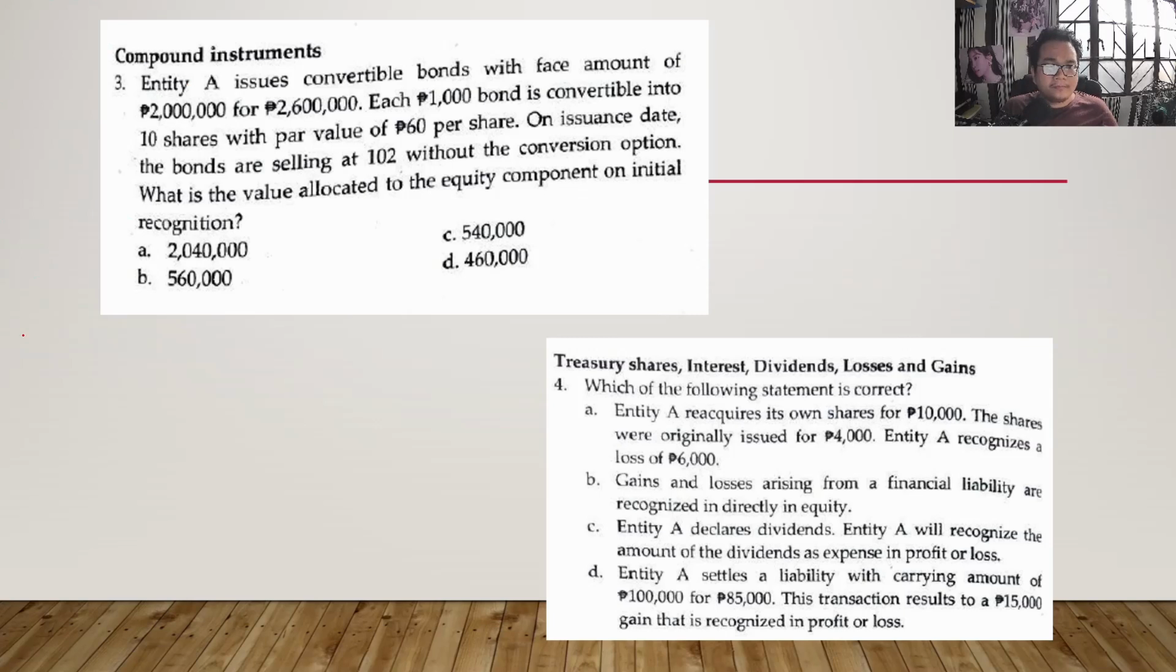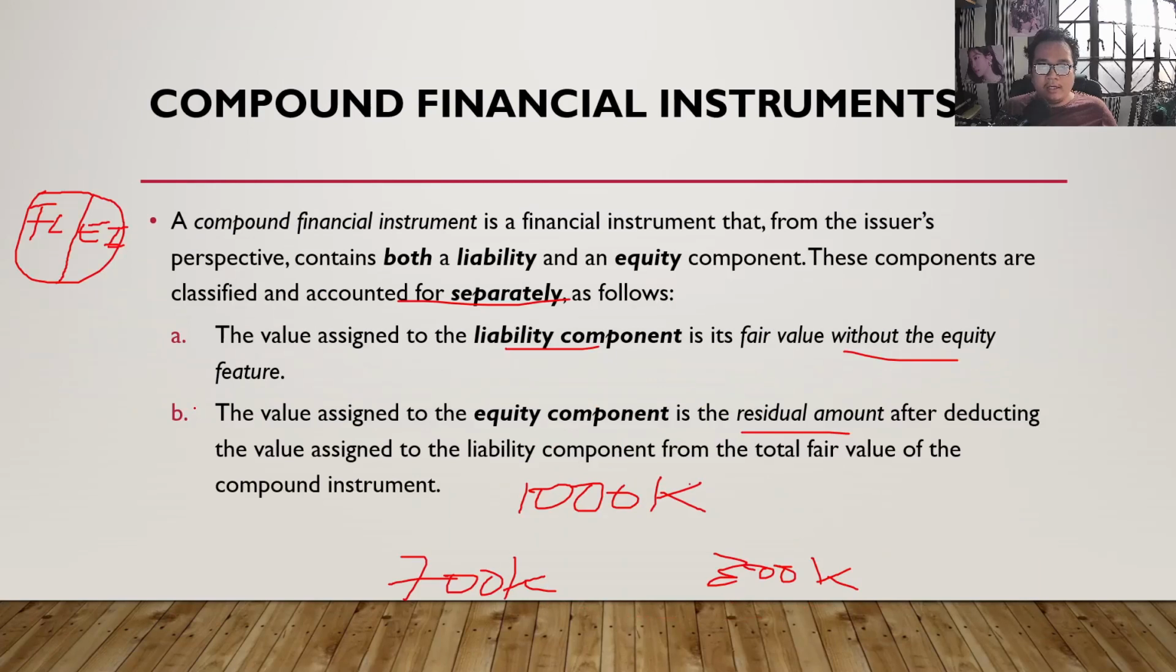So, 2 million yung face amount. 2,600,000 yung compound value niya, both liability and the equity. So, anong sinabi natin dito kanina? Para malaman yung value nila, si liability component yung fair value without the equity feature. So, yung sarili niya. Tapos, kung anong residual nun, equity component na. Oh, ibabawas mo sa ano eh.